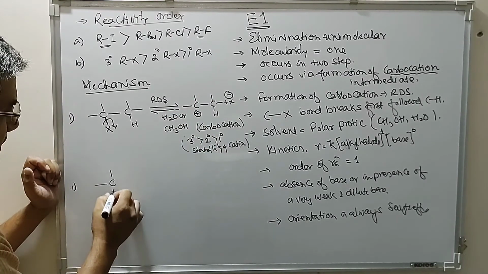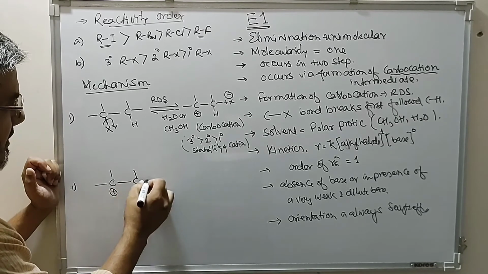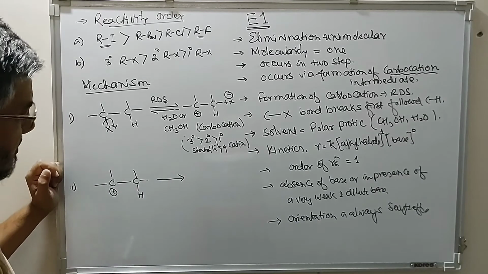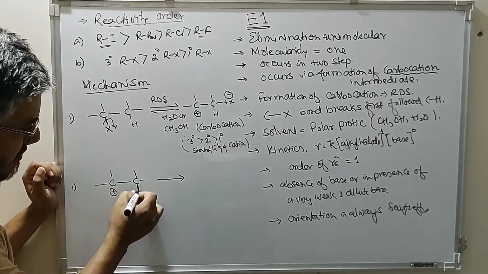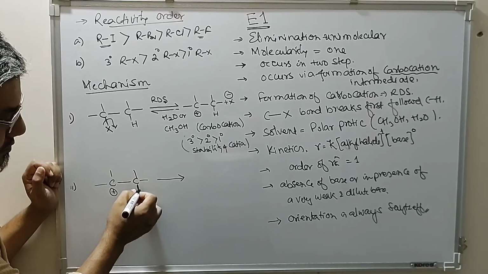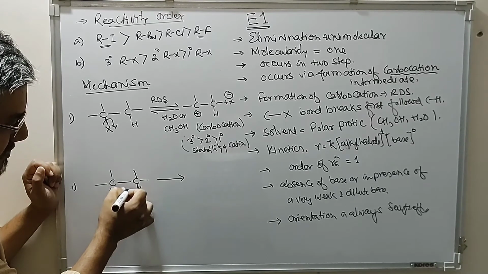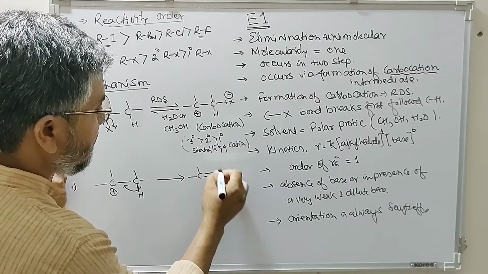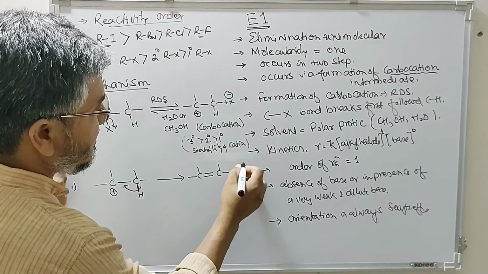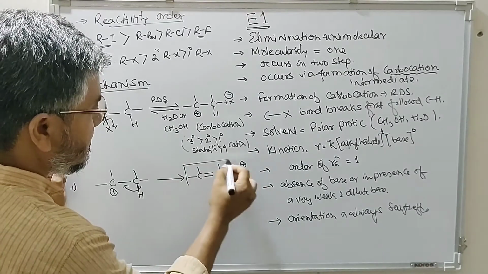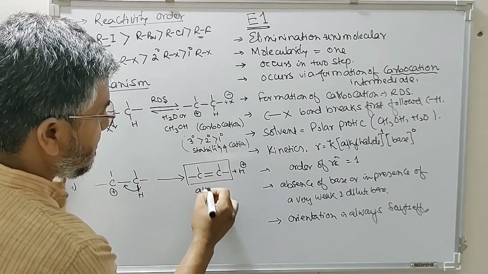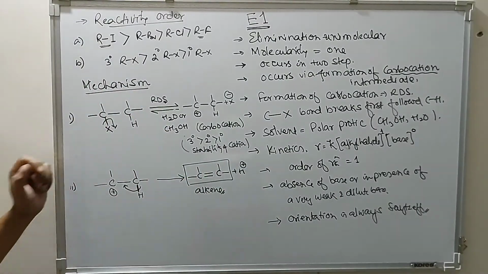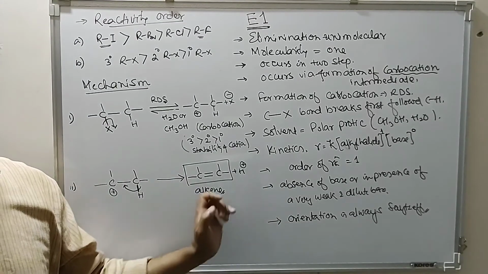So in the second step we have this carbocation. Now this carbocation undergoes elimination. This carbon-hydrogen bond breaks, meaning the electrons are transferred between carbon and carbon, resulting in the formation of alkene, and H plus is removed. So this is the alkene that is formed. This formation of alkene will always follow Saytzeff's rule.